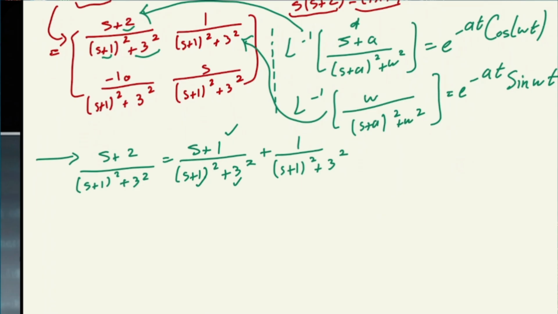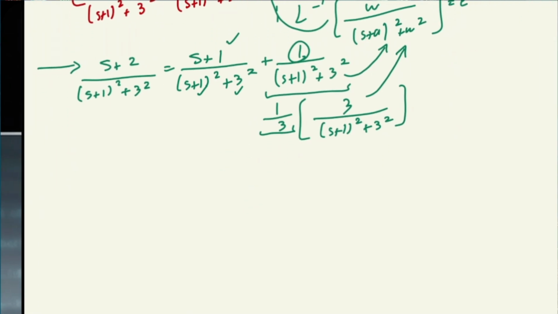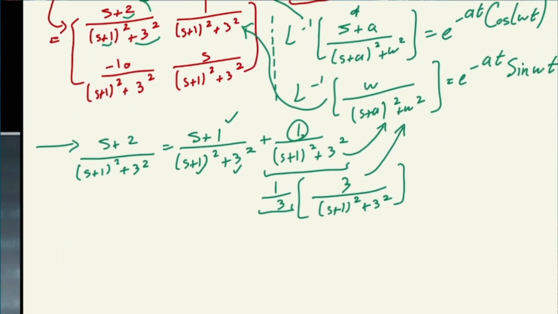As you can see over here, this is similar to this one, but instead of having omega on the top, I have 1. So what I can do is make this 1 divided by 3 times 3 divided by ((s plus 1) to the power of 2 plus 3 to the power of 2). At this point, this would be exactly like that, with the difference that I have to put 1 over 3 as the coefficient beside it. Obviously, you can find your e to the power of t for the top left very simply.